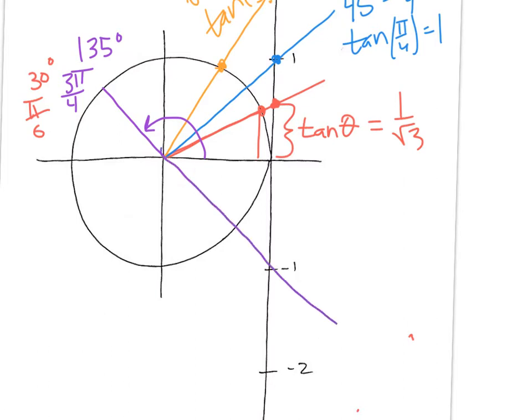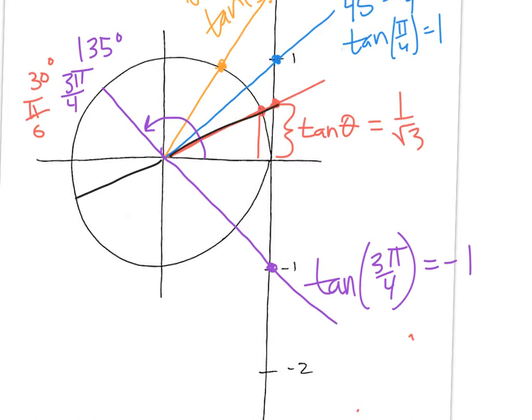And holy moly, look at that. So yes, the tangent of 3 pi over 4, or 135 degrees, is -1. So these are negative values, these are positive values. This will work, let's say, for 7 pi over 6. It would be the same thing as this.